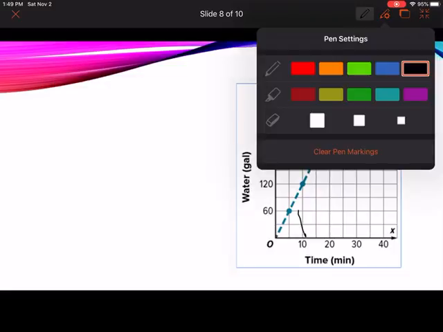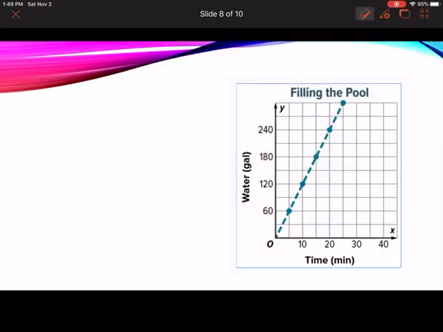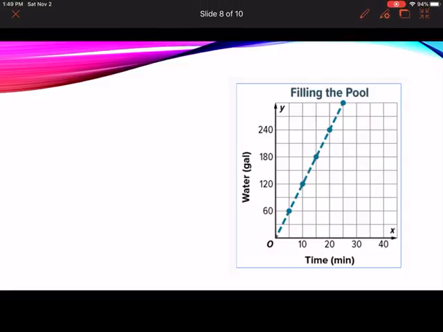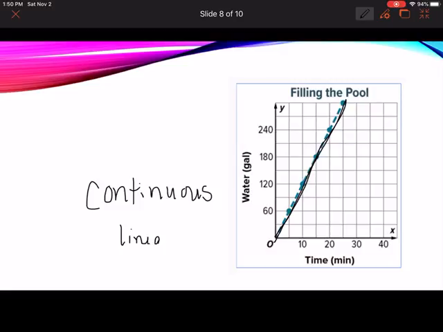So filling the pool. If we are filling the pool, and this is our graph from filling the pool, we start out at 0 here, and it looks like we just have a line that continues on. Right there. So I would say this is a continuous graph. Is this a line? Yes, this is a line. So this is also linear.